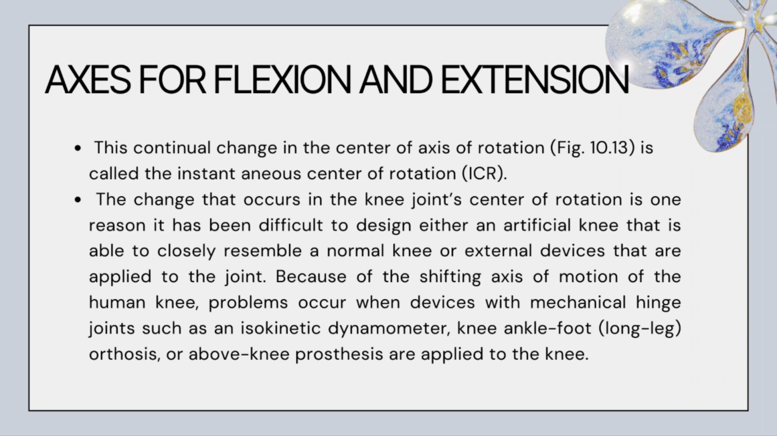The relationship between the glide and the direction of rolls during the flexion and extension changes when the tibia moves and the femur is stabilized because the surface that is moving is different. The changes that occur in knee joint center of rotation is one of the reasons it has been difficult to design either an artificial knee that closely resembles a normal knee or an external device that is applied to the joint. Because of the shifting axis of motion of the human knee, problems occur when devices with mechanical hinge joints, such as an isokinetic dynamometer or the knee, ankle, foot, long leg orthosis or above knee prosthesis, are applied to the knees.